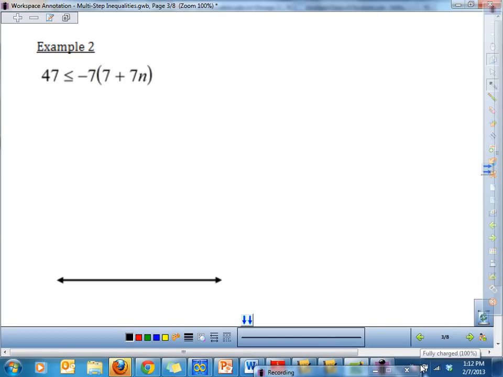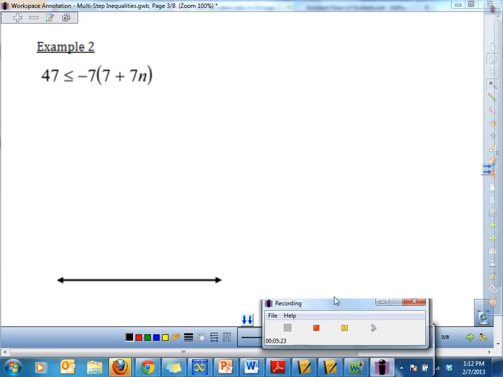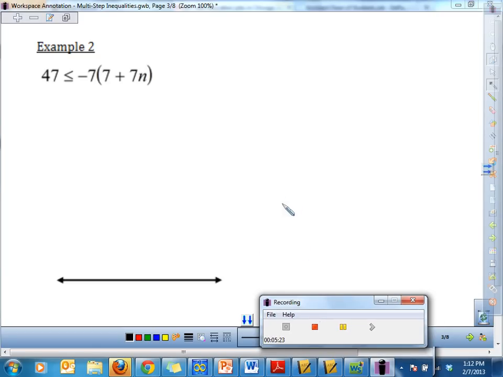Alright, let's do another example. What I want you to do is pause the video and try this example on your own. During this video, I'm going to ask you a lot to pause on your own, and I need you to pause the video and try this on your own. When you press play again, I will show you the solution, but it's really important that you try, because you know how to solve multi-step equations, so you need to try and reach for the multi-step inequalities.